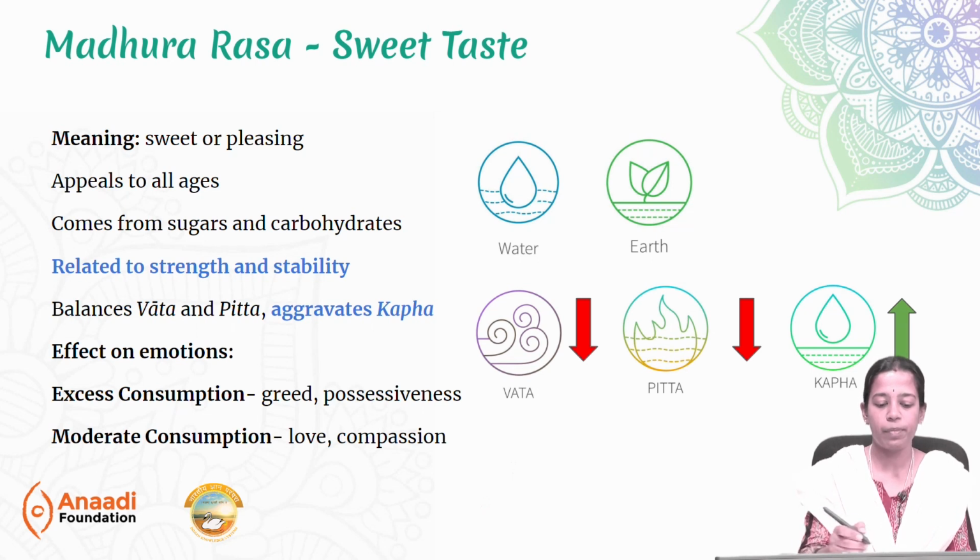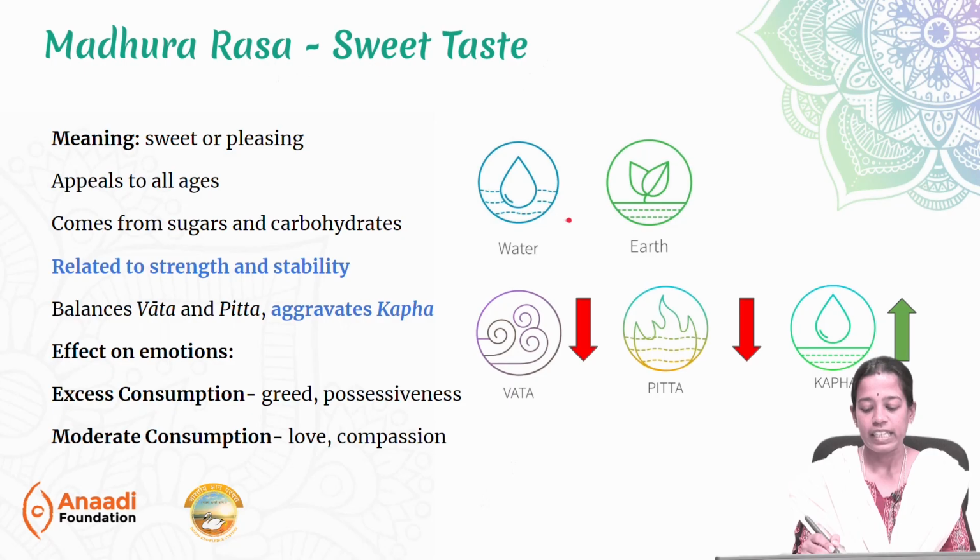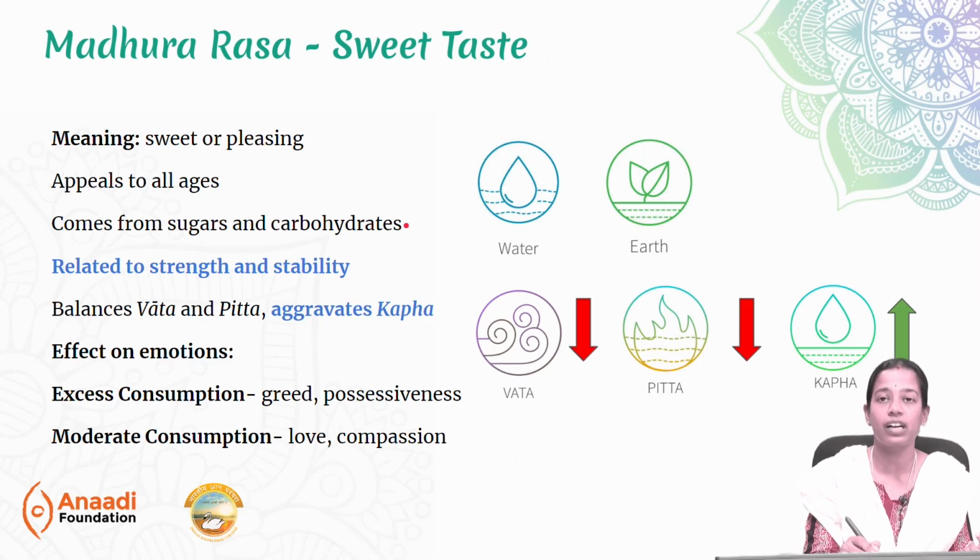Let's now dive deep into the Madhura rasa or the sweet taste. Madhura is majorly made of the Jala Tattva and the Prithvi Tattva, which is the water and the earth element. Madhura means sweet or pleasing. It appeals to all ages. Who doesn't like a sweet dish? It comes from sugars and carbohydrates. It is related to strength and stability of the body.